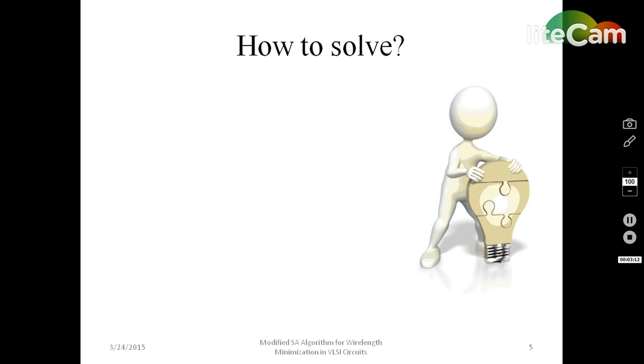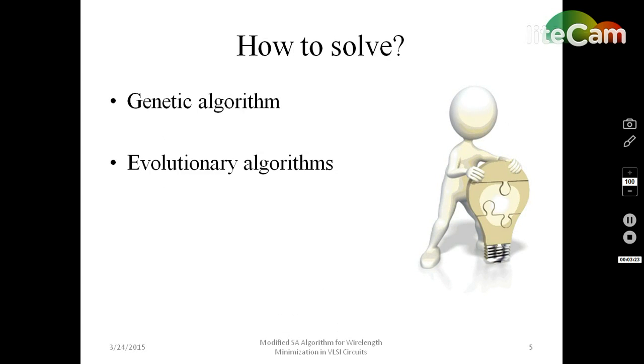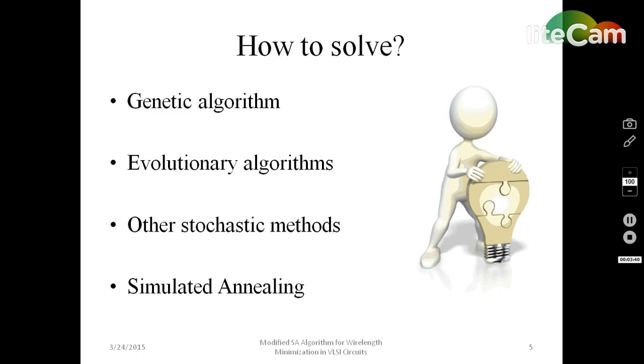So how to solve these types of problems? We have seen the problems, and the different minimizations that have to be done in VLSI circuits. Now, how to solve these problems? Researchers have successfully employed genetic algorithms, evolutionary algorithms and several other stochastic methods like particle swarm optimization and ant colony optimization algorithms to solve these types of problems. Moreover, the meta-heuristic technique namely simulated annealing was also employed for solving these minimization problems.